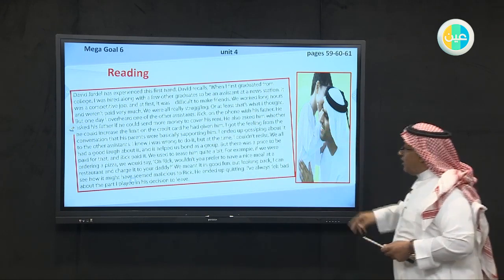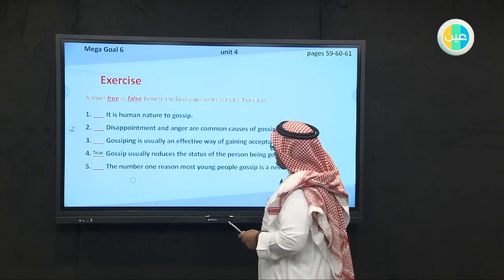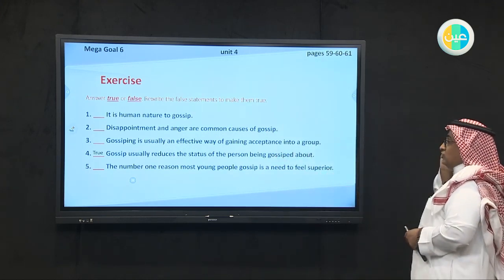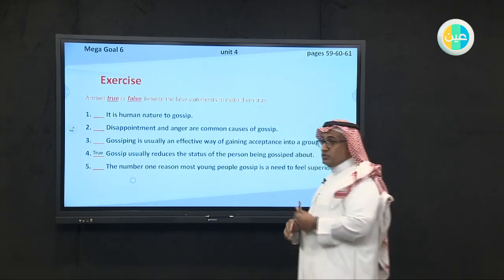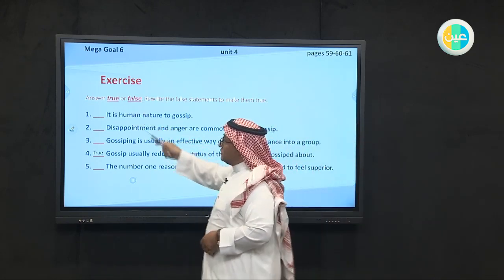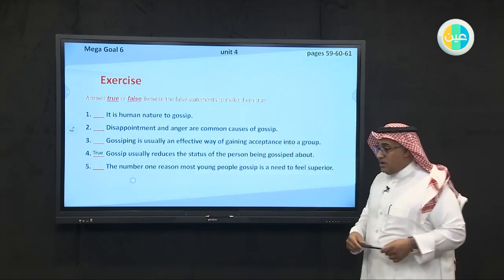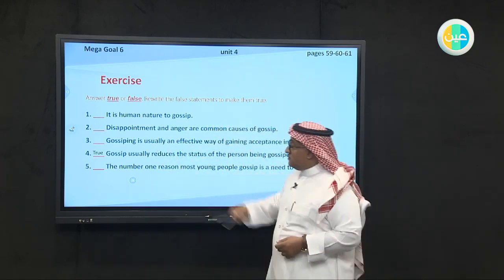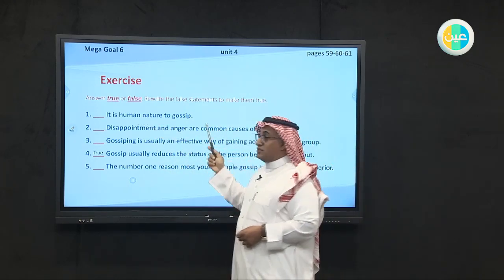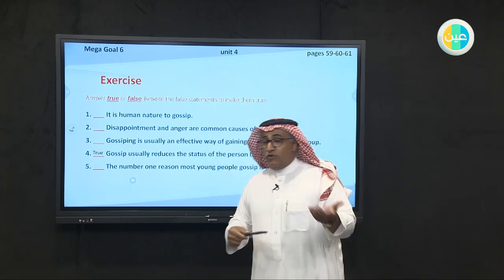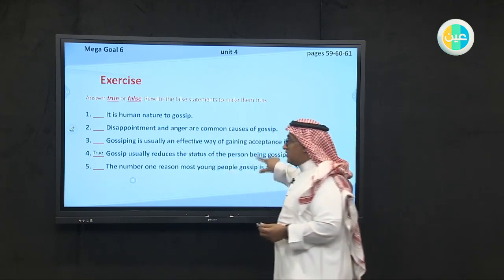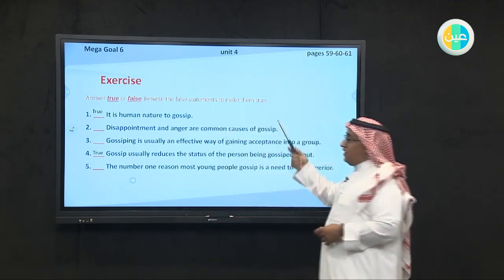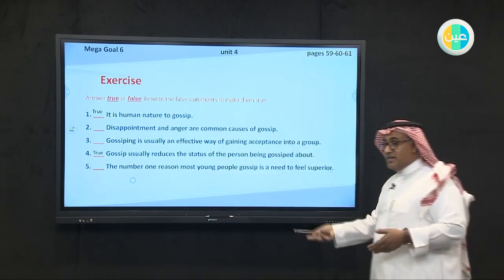Okay, guys, now we have a true-false question. You know what this means, true-false question? True means correct. False means wrong. Okay? Did you remember the first paragraph? Answer this. It is human nature to gossip. What do you think? True or false? Okay, it is true, yes. It says that gossip is a natural part of people's lives.